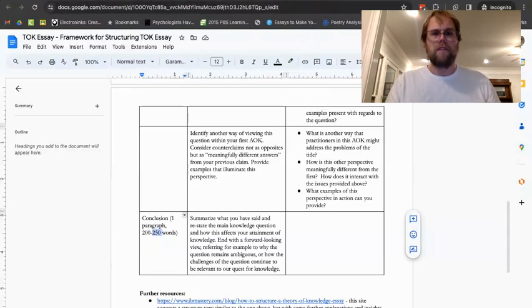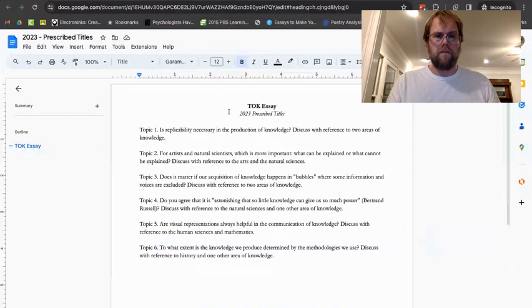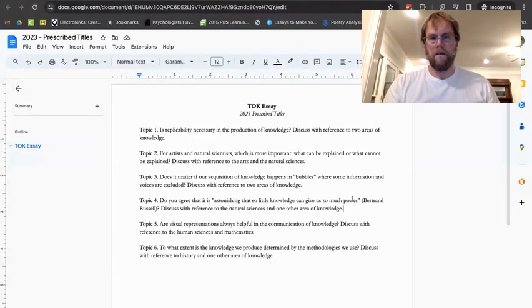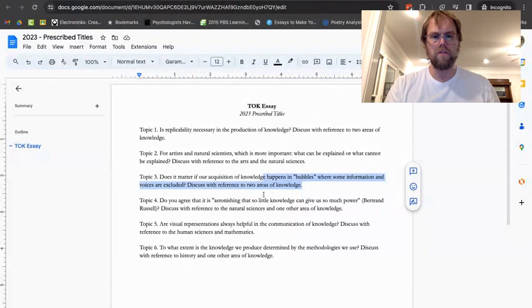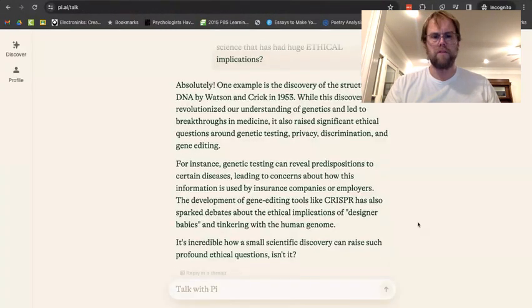Also wanted to show you something I was playing with the other day. I'm going to use a TOK prescribed title from last year. So here's one that we can look at. Does it matter if our acquisition of knowledge happens in bubbles where some information and voices are excluded? Discuss with reference to 2 areas of knowledge. So this idea of bubbles is really neat.